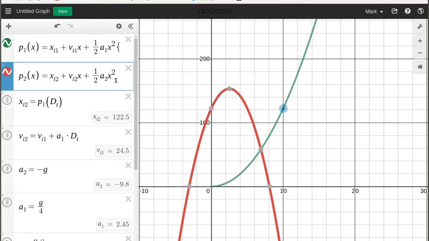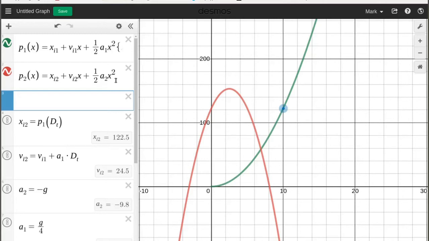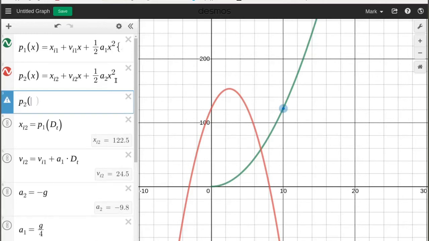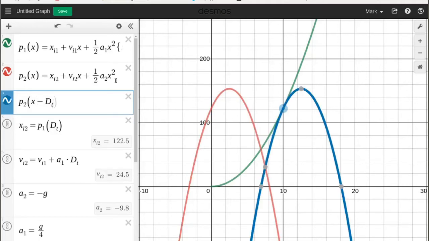So I need to do a transformation. So I'm going to make another function that is a shift to the right from that red one. I make it shift to the right by subtracting the right time from it. And there it is. So you can see this red one had the right slope in the right position, but it needed to be moved over to here.